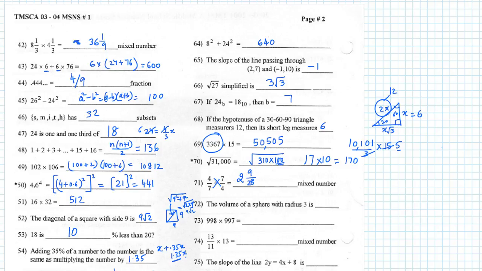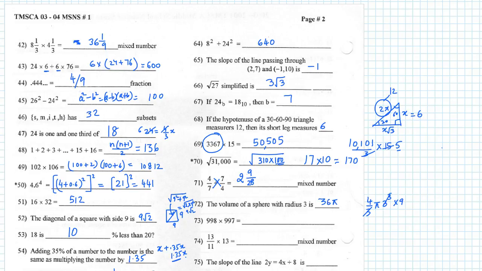Question 72. The volume of a sphere with radius 3 is how much? So the volume of a sphere is 4 over 3 pi r cubed. In this case r is 3, so it's 3 cubed, right? So we can cancel one 3, and what we get over here is 9. So 9 times 4 is 36. So this is equal to 36 pi.